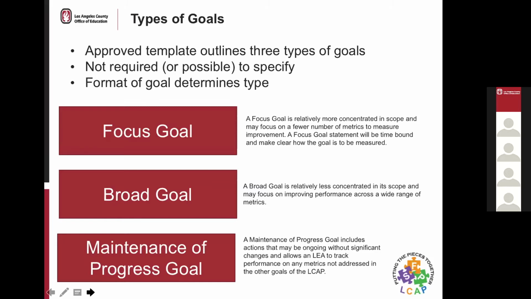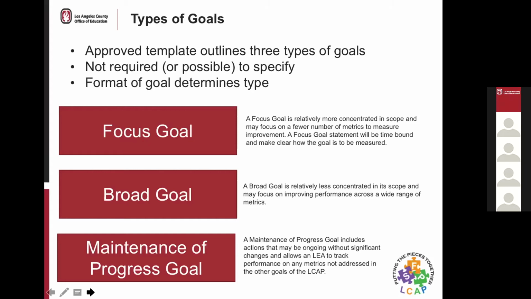Whereas a broad goal is one that's more general and may focus on improving performance and may encompass a wider range of metrics. And then the third type of goal that is identified in the template instructions is called the maintenance of progress goal. This is one that might be a continuing action that addresses basic services, for example, one that might help to ensure that the LEA has all teachers properly credentialed, buildings in good repair, students have textbooks. So what you're saying is that the current level is adequate and we're not really looking to improve specifically, but we want to maintain the current status. So that might be a goal that you would call a maintenance of progress goal.